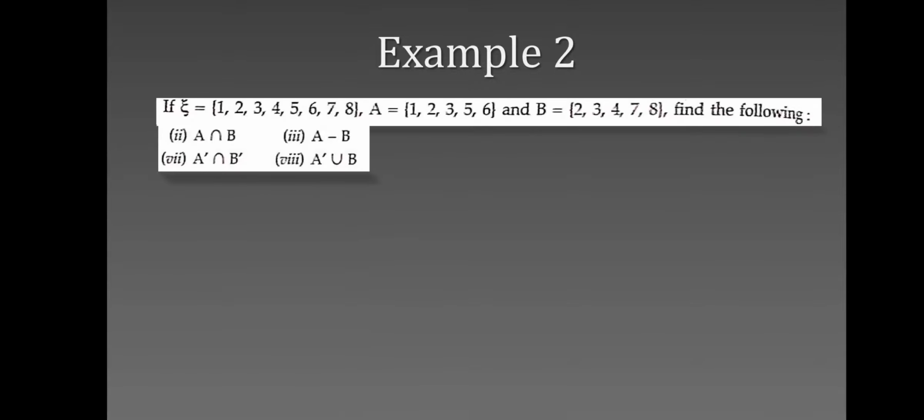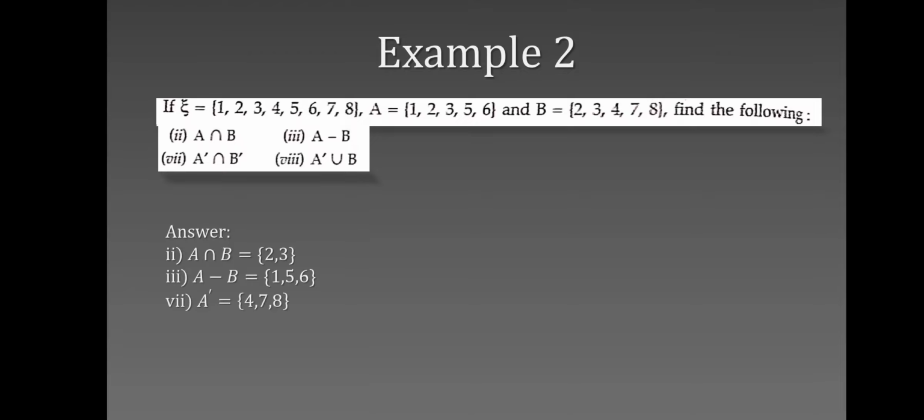Next, example number 2. If the universal set is given as {1, 2, 3, 4, 5, 6, 7, 8}, A is given as {1, 2, 3, 5, 6}, and B is given as {2, 3, 4, 7, 8}, I have to find the following. So let us start off with the first one, A intersection B. Well, easy for us to see. The common elements are 2 and 3, so that is my answer. Next, A minus B. Yet again I have to find all those elements which are not in B but in A, and so that is 1, 5 and 6.